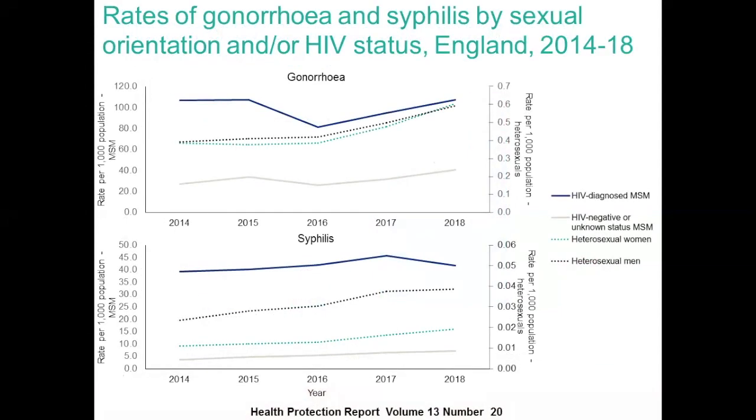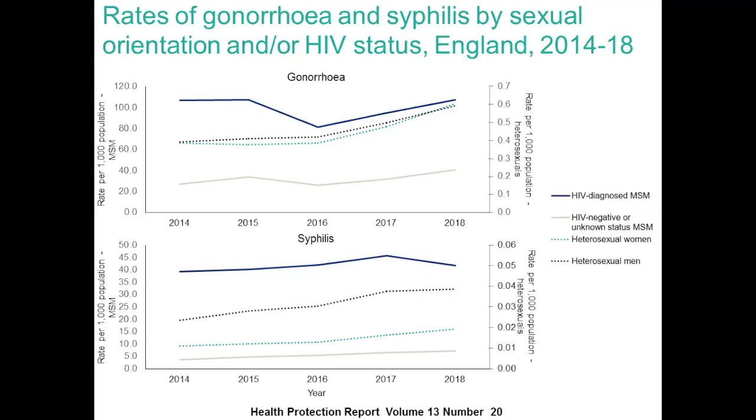This is a graph showing the rate of gonorrhea and syphilis by sexual orientation and or HIV status over the last 5 years. So the top graph is for gonorrhea, the second one is for syphilis. And so the two main points here are that men who have sex with men who are HIV diagnosed, their rates of diagnosis are much higher than their HIV negative counterparts for both gonorrhea and syphilis, and it is similar for other STIs.